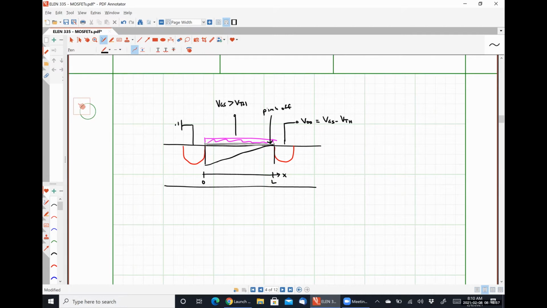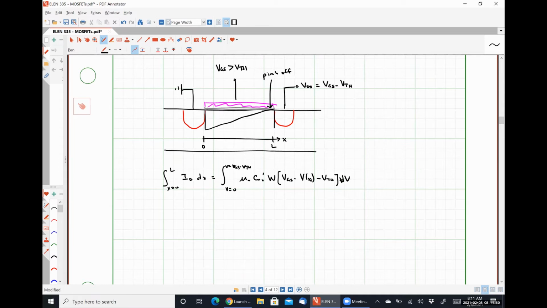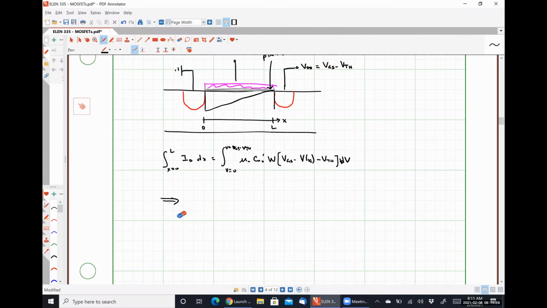So if we revisit our device current integral for this condition, where we're integrating from x is equal to 0 to L, ID dx is equal to, integrating from v is equal to 0 to v is equal to VGS minus VTH, mu n C ox W, VGS minus V of x minus VTH, dV. This gives us a drain current.